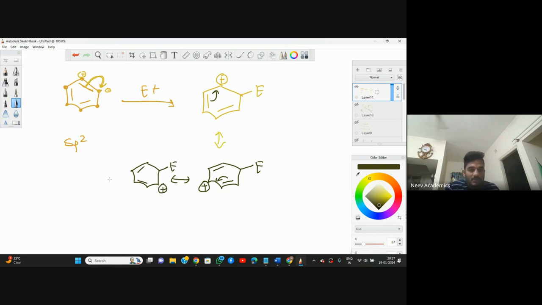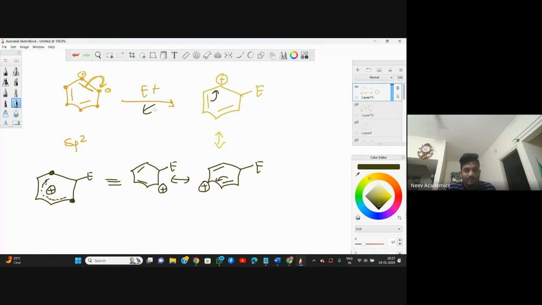Now see, if I draw the resonance hybrid, the electrophile is here, and the positive charge is getting delocalized from this carbon to this carbon. So here too we'll draw it this way, and here it is positive charge delocalization. It's not forming complete delocalization, so not complete cyclic conjugation. It's not aromatic right now.